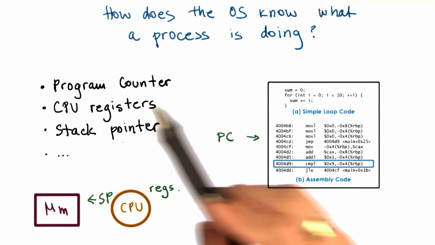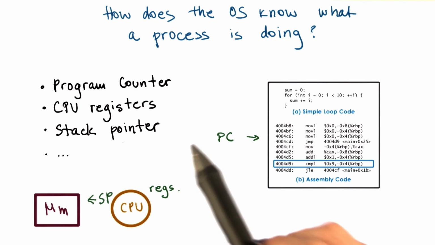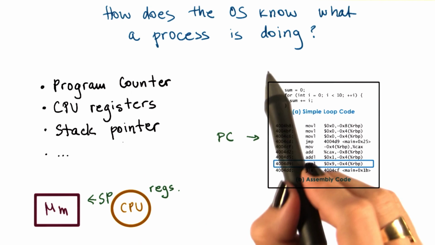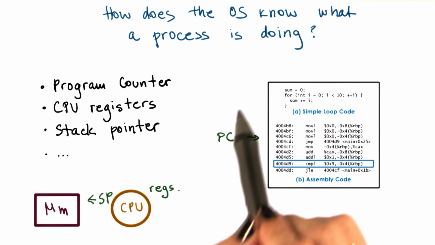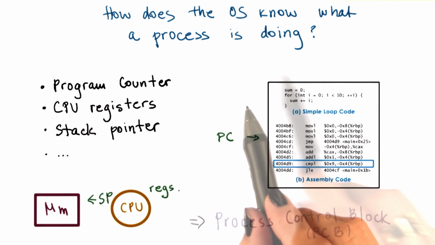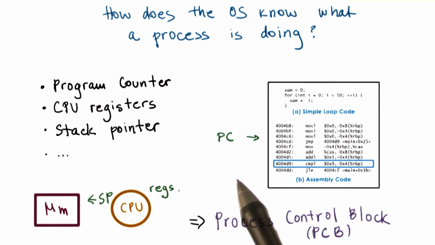And similarly, there are other bits and pieces of information that help the operating system know what a process is actually doing at a particular point of time. To maintain all of this useful information for every single process, the operating system maintains what we call a process control block, or a PCB.